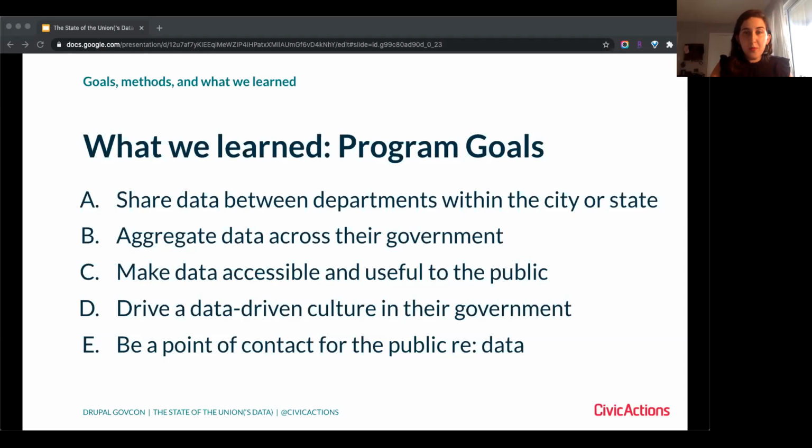Great. And this is if you're working on a program. If you are not working on a program, you can say which one you would like your goals to be.